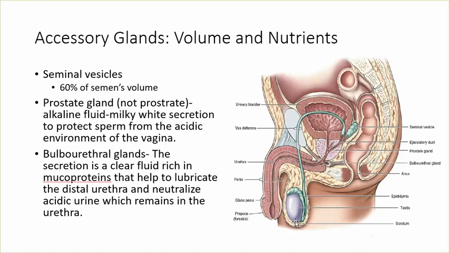The seminal vesicles' secretions have a lot of citric acid and fructose. So it's really lots of carbs, because that's what the mitochondria in the sperm need to produce ATP.